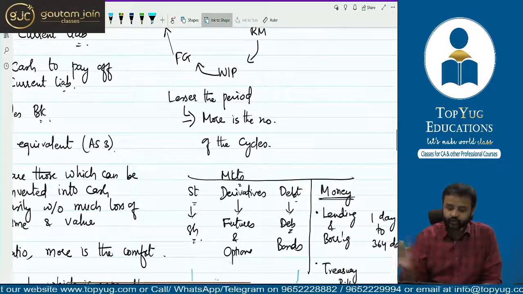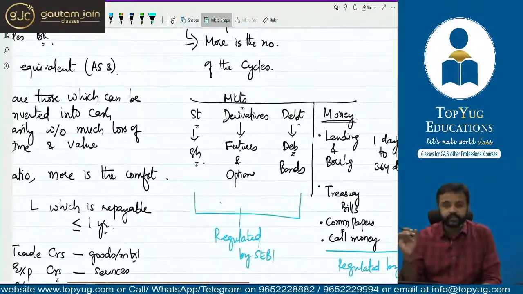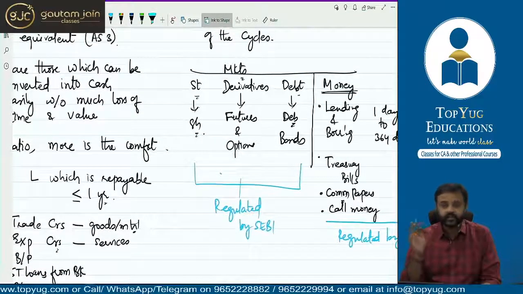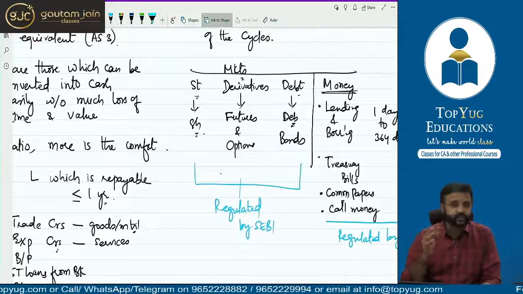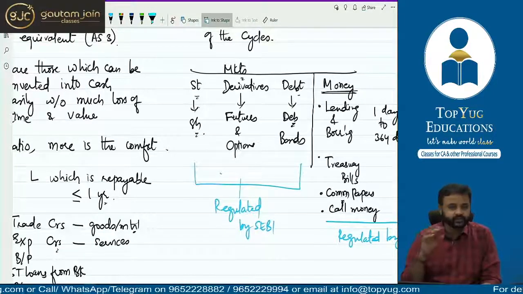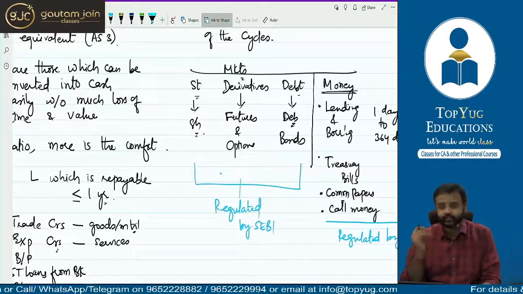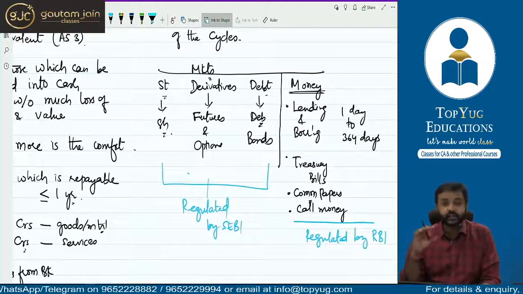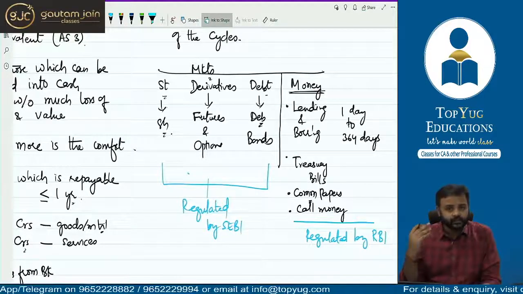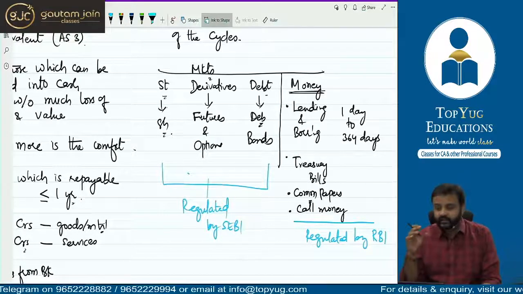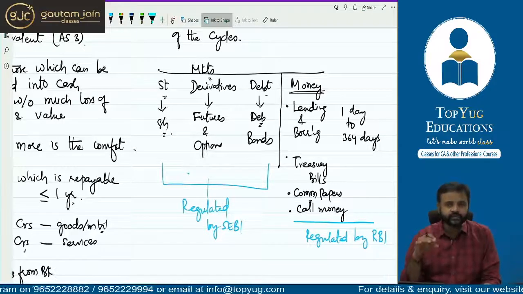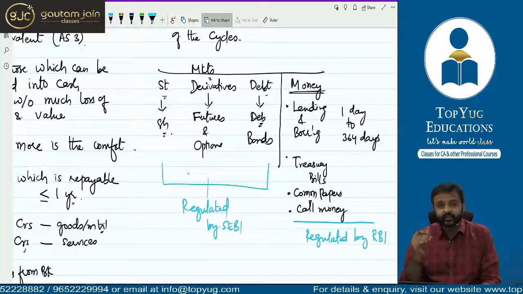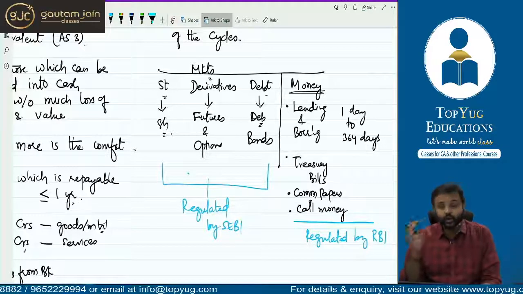So I've told you also that these marketable securities are dealt with in the money market, right? Stock market, share market is different. Derivative market is about futures and options, that's also different. Debt market is also different, which deals in debentures, bonds. Money market is that market wherein the marketable securities are there, right? Lending and borrowing for short term is there, like for 1 day to less than a year, that is 364 days. Treasury bills can be there, commercial papers can be there, call money can be there, right?